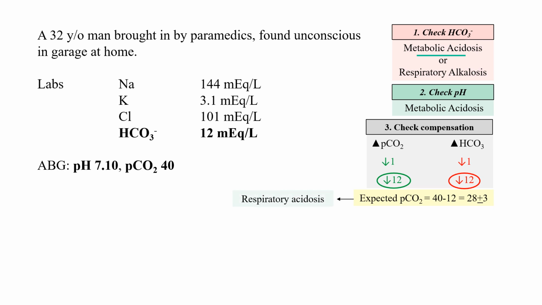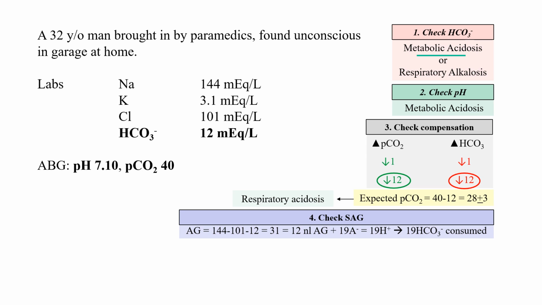Step 4, calculate serum anion gap. It is 31, which means we have 31 minus 12, or 19 extra anions or acids around. The 19 acids are expected to consume 19 bicarbonate and give us an expected bicarbonate of 5. Comparing the expected bicarbonate to the actual bicarbonate, the actual bicarbonate of 12 is greater than 5, so we also have a metabolic alkalosis.